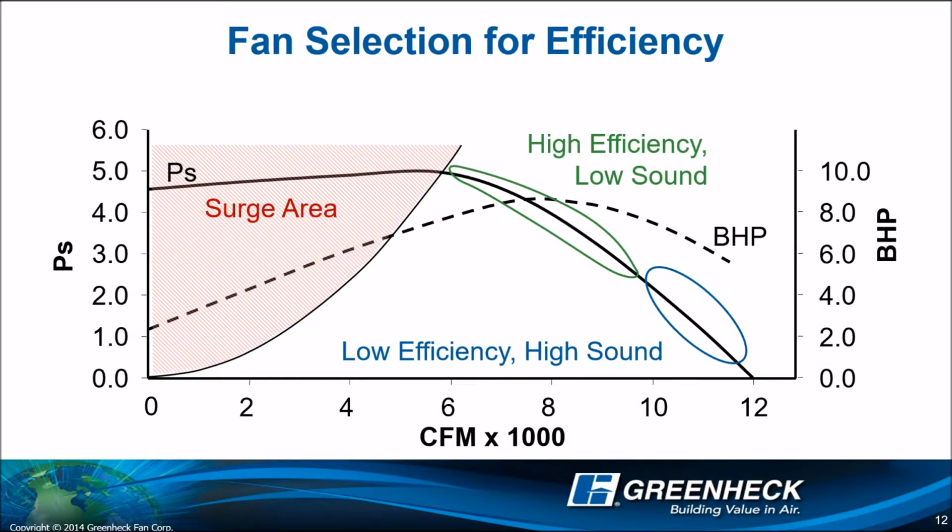We can actually break the fan curve into three major regions. The surge area is on the left of the fan curve. It is in red, and you should not select fans in this area. The bottom half of the fan curve is the least efficient and the loudest part of the fan curve. As you move up the fan curve, the efficiency increases and the sound decreases.